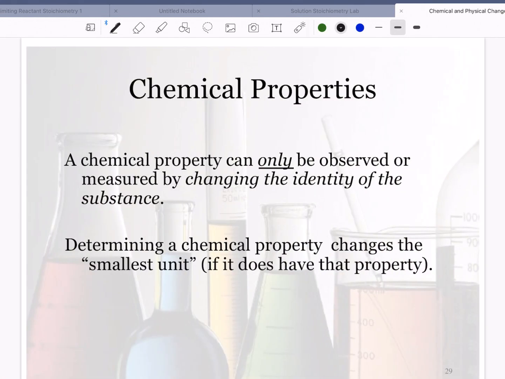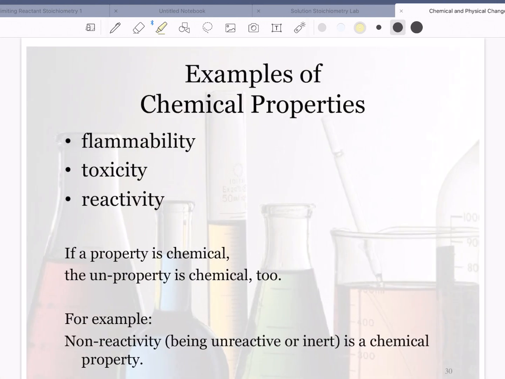Most properties are physical properties. A chemical property can only be observed or measured by changing the identity of the substance. Determining a chemical property changes the smallest unit. For example, flammability. Is this piece of paper flammable? Here, let me light it on fire. Yes. We had paper before. Do we have paper after? No, now we have soot. So in the process of determining that a piece of paper was flammable, the paper was changed.